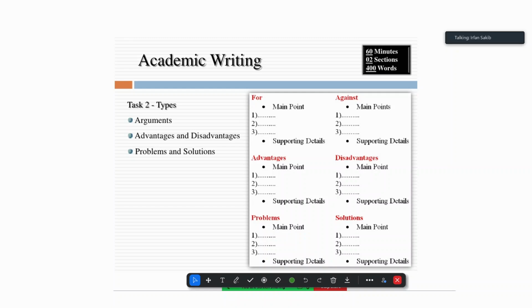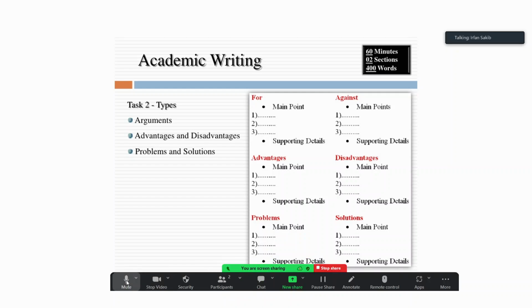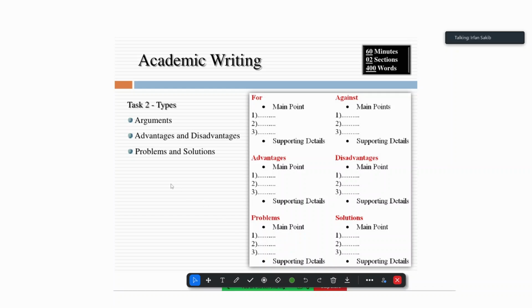So what are the types of essay? Just have a look. We can have an arguments essay, then advantage and disadvantage, problem and solution, and agree or disagree. These are the types of essay, and this is how we can take notes.